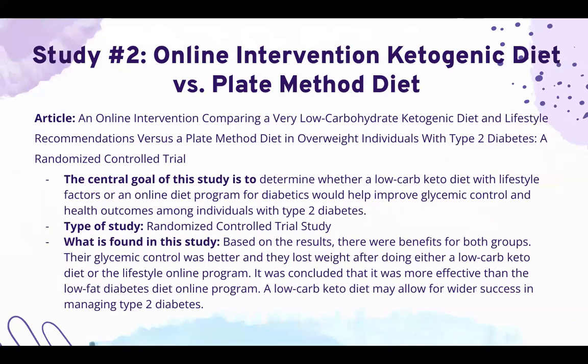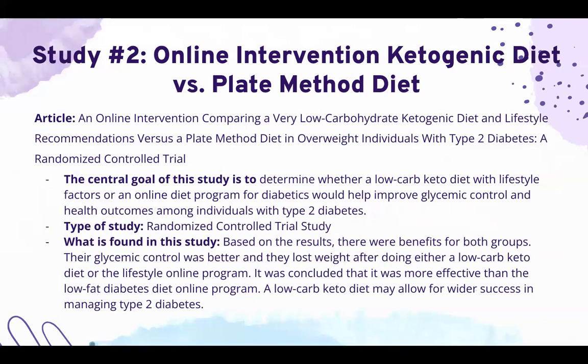So the methods they used: they randomized overweight adults with a BMI greater than 25 with type 2 diabetes. Some of them were assigned to a 32-week online intervention based on previous recommendations, and the others were assigned to a 32-week online diet program based around the plate method. They would assess how the intervention influenced their glycemic control and other health outcomes.